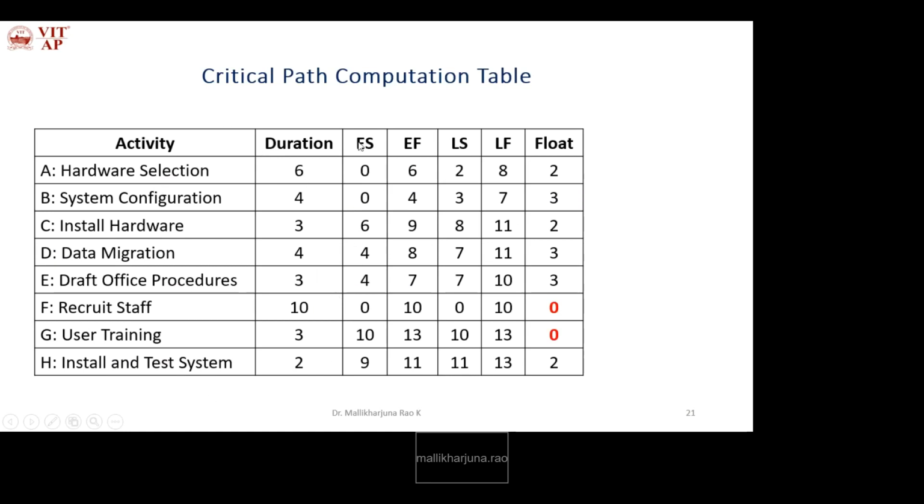The table has activities, duration, early start, earliest finish, latest start, latest finish, and float. So A can wait up to 2 weeks, B can wait up to 3 weeks, C can wait up to 2 weeks, D can wait up to 3 weeks, E can wait up to 3 weeks, F and G cannot wait. So these are critical activities. H can wait up to 2 weeks. So what is the critical path? F and G.